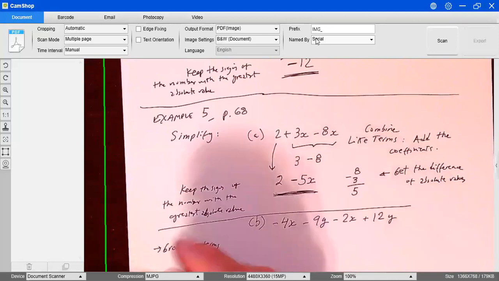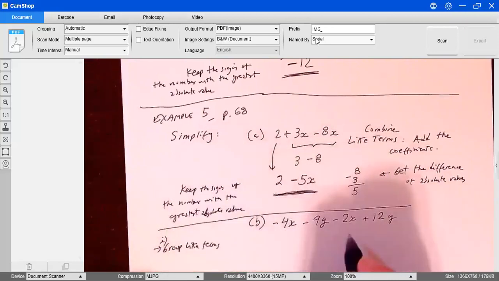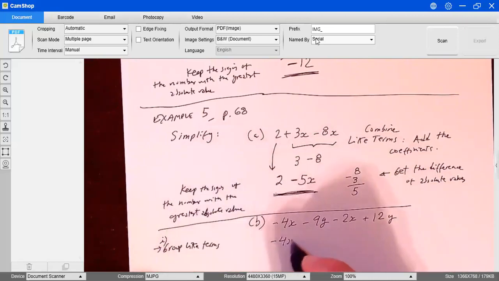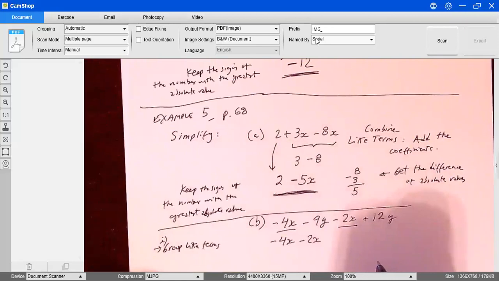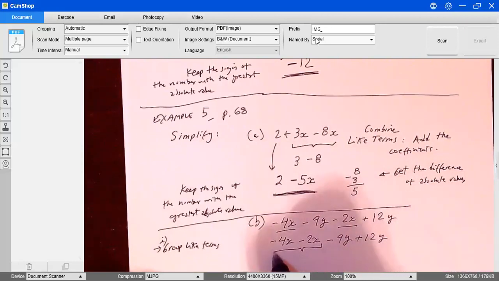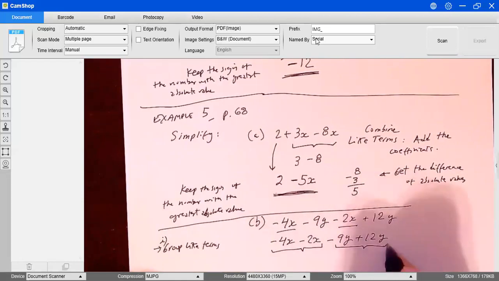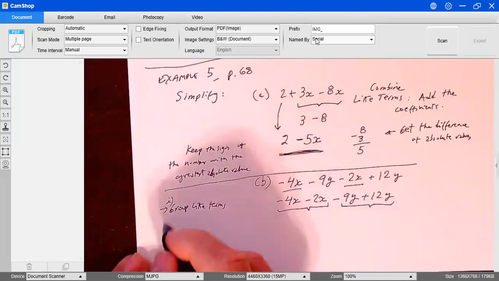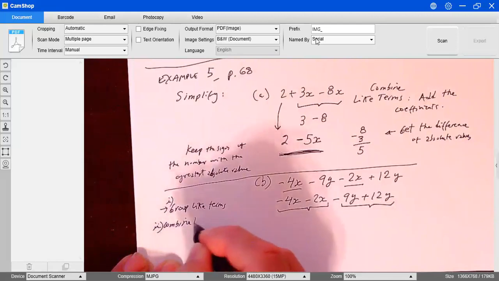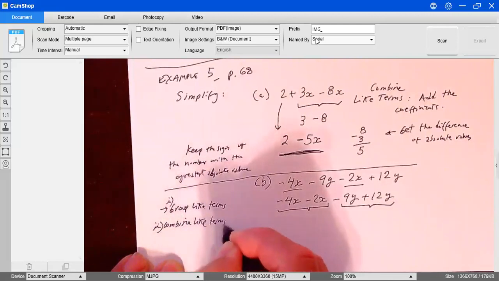So how do you do that? You just need to write negative 4x, negative 2x. So these two are the x's. Then you have negative 9y plus 12y. So now we're going to combine like terms. So that's the next step. We're going to combine like terms.